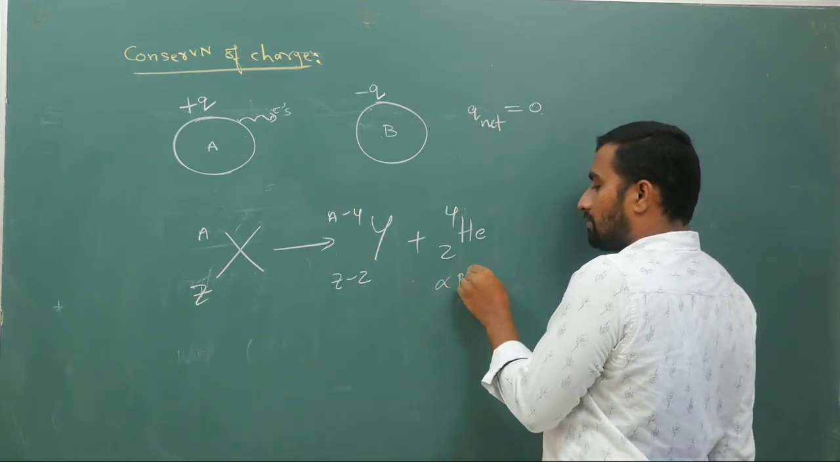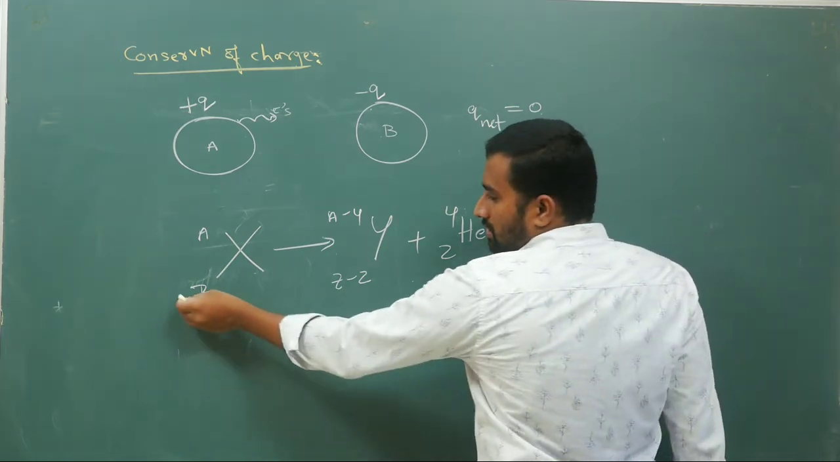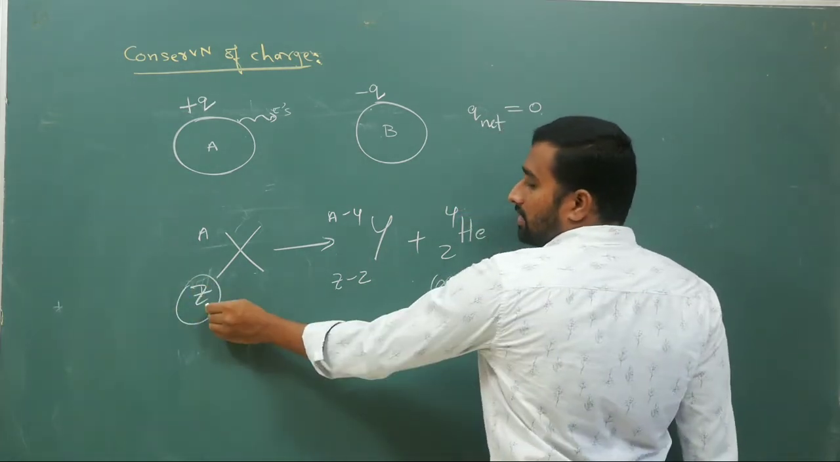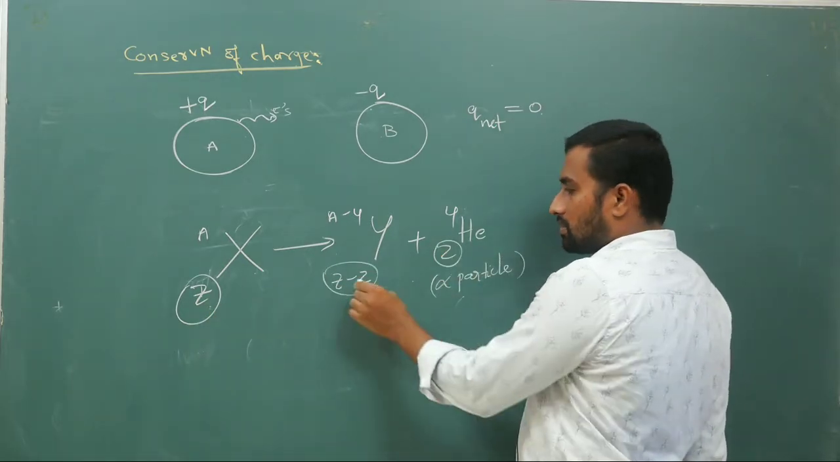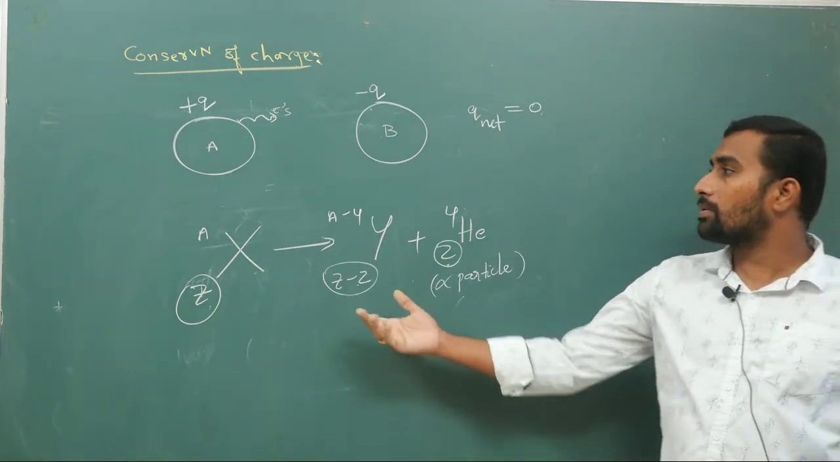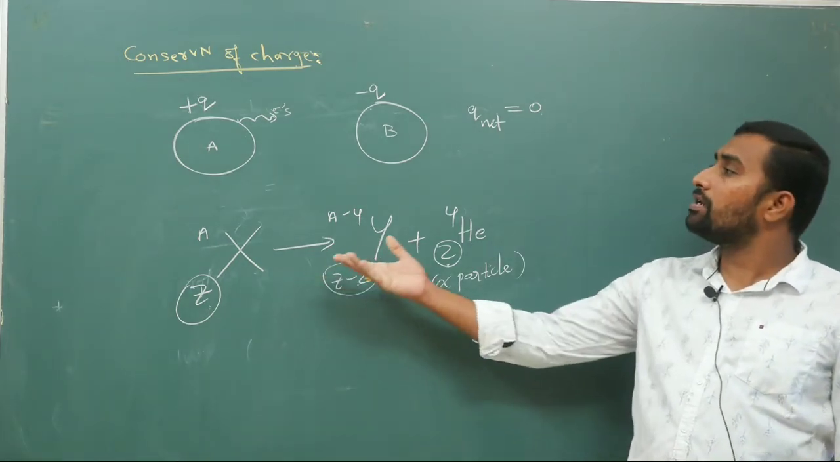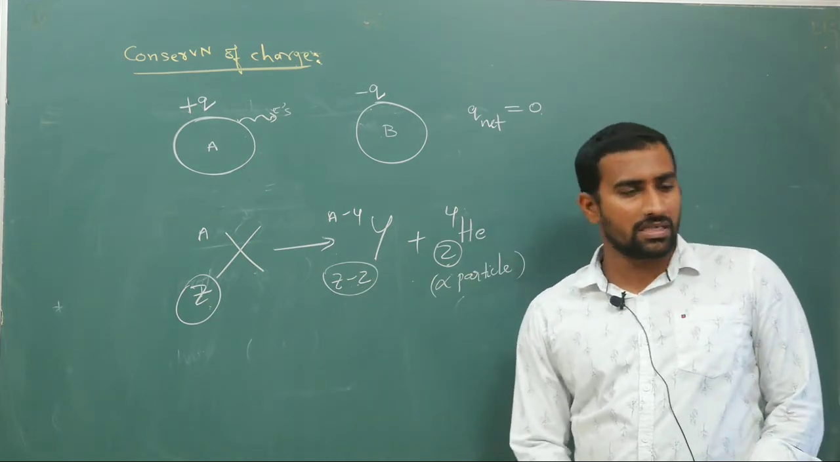This is your alpha particle. So in nuclear reactions also, here this Z is present, this will indicate the number of protons. So here 2 protons are there, here Z minus 2 protons. Once again, total positive charge is conserved. So even in nuclear reactions, in every place that you take, definitely conservation of charge will happen.